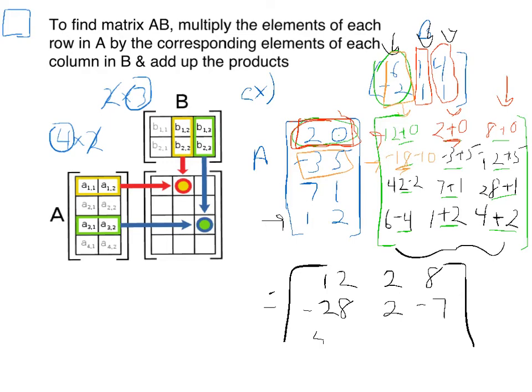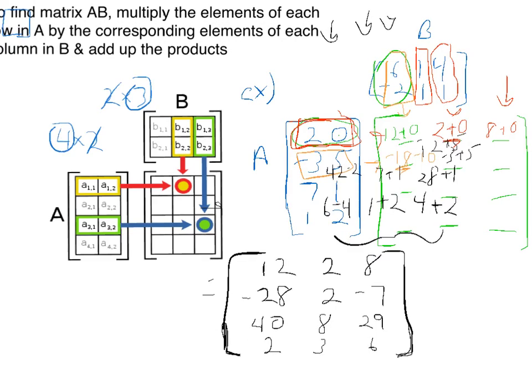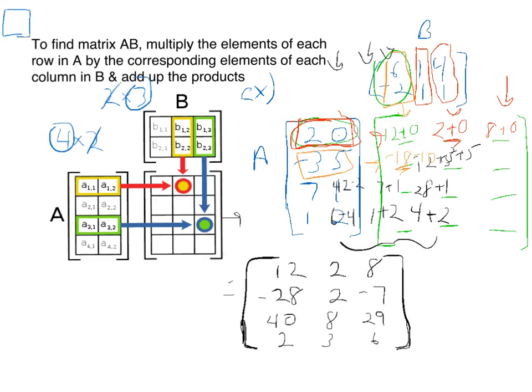So we have 40. We have 8. We have 29. 2. 3. 6. Finish that off right there, like so. Oh. There. Filling it in. And I could do, no, that's all right. So there's my answer right there. Okay. Ta-da!